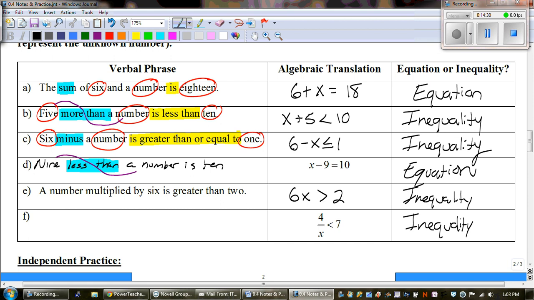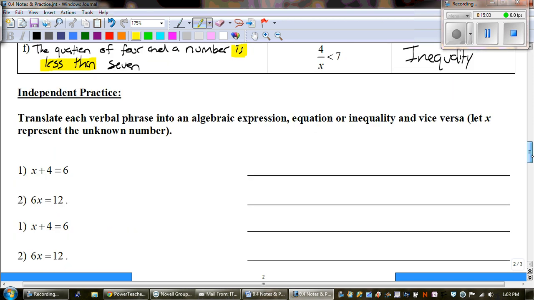And I like the word quotient. I told you that before, so I'm going to say the quotient of 4 and a number is less than 7. And when you're writing that inequality, remember, it has to say is less than. If it just says less than, then you mean subtraction. All right.